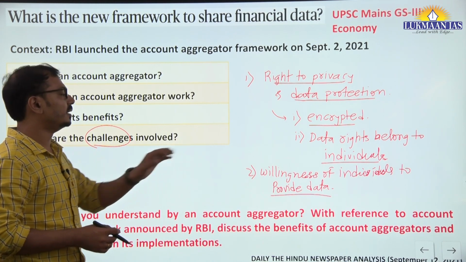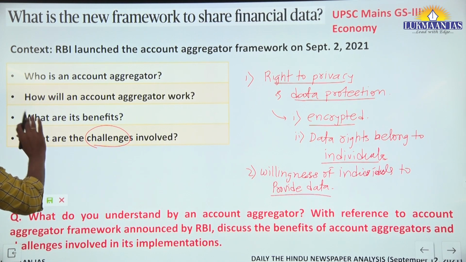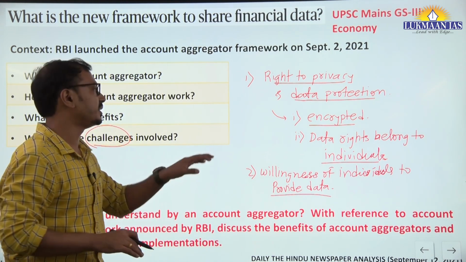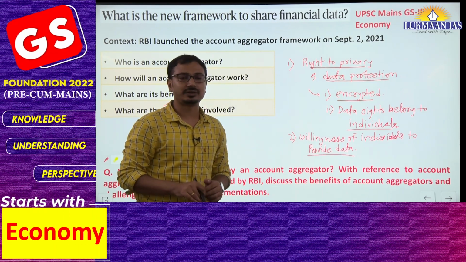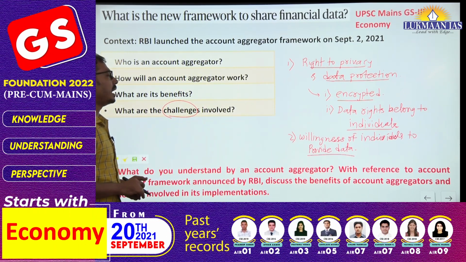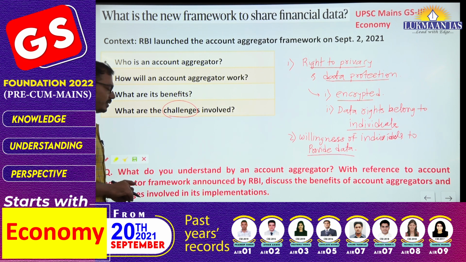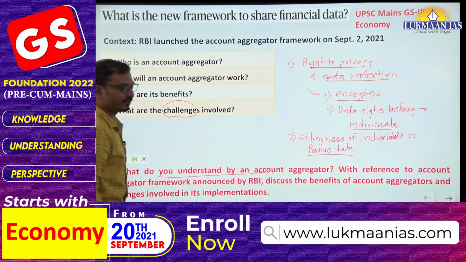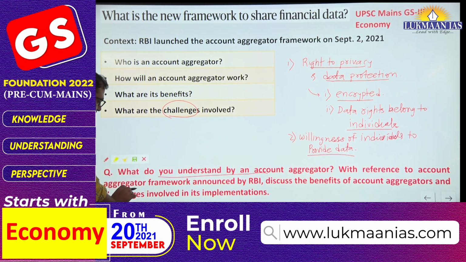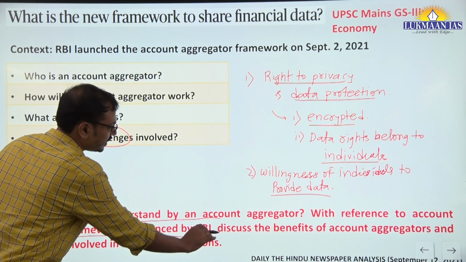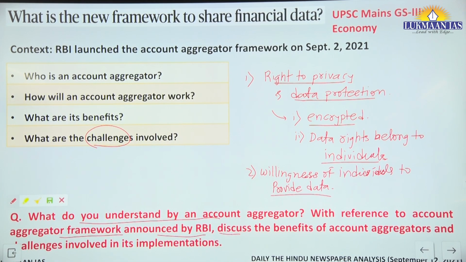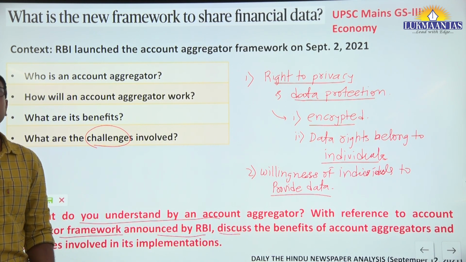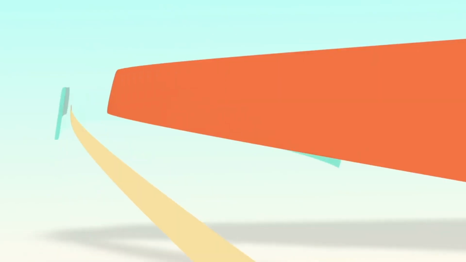Okay, so in this manner we should understand this aspect: what is an account aggregator, what is the framework, what are the measures especially related to challenges of data protection and right to privacy, and how it is going to benefit different stakeholders. So a straightforward question: what do you understand by account aggregator? With reference to the account aggregator framework announced by RBI, discuss the benefits of account aggregators and challenges involved in its implementation.